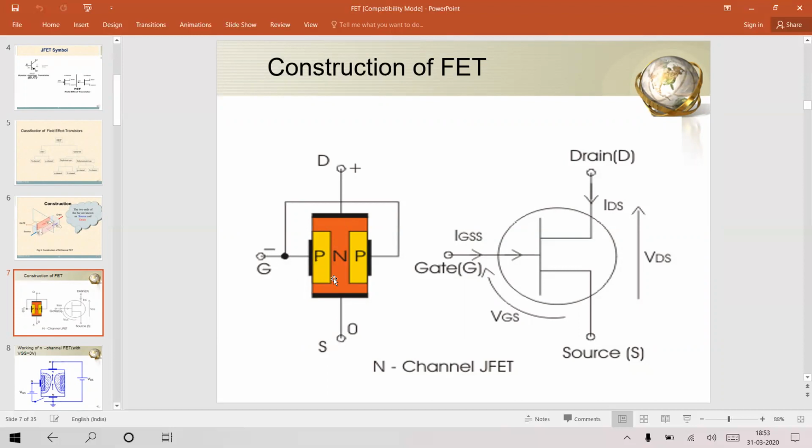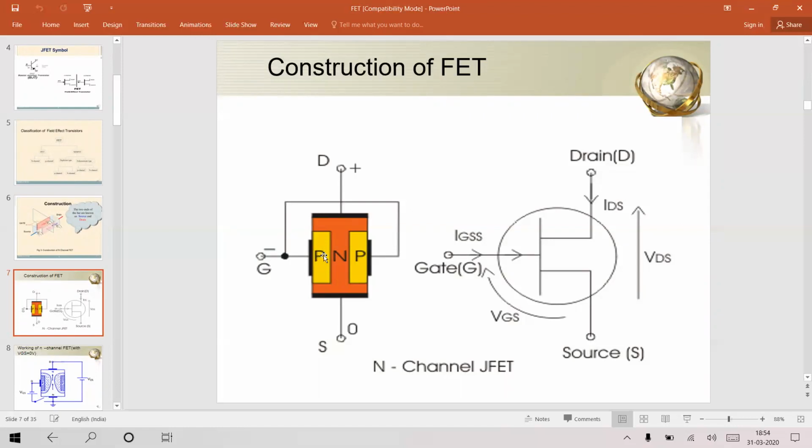So there is a channel, or a path. We call it an N channel because the path is created for the current flow from source to drain with these negatively charged carriers, electrons. That's why we call it an N channel FET.